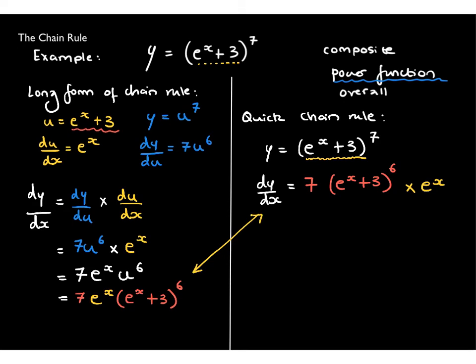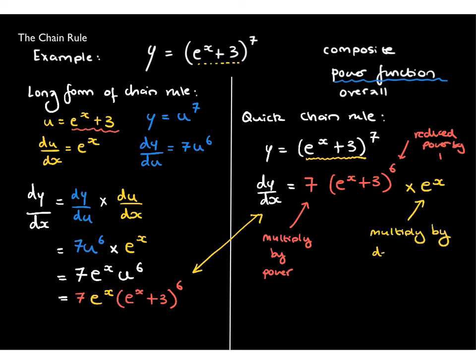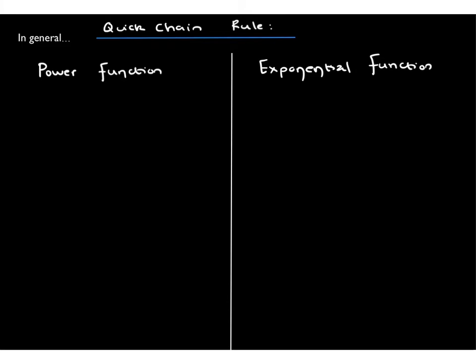So really important that we understand what's going on here. So we multiply by the power. We have reduced the power by 1 afterwards, and then we multiply by the derivative of the inner function. And that's how we can apply the quick chain rule. So let's generalize this.